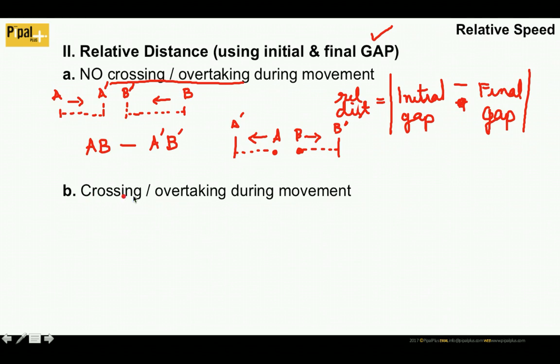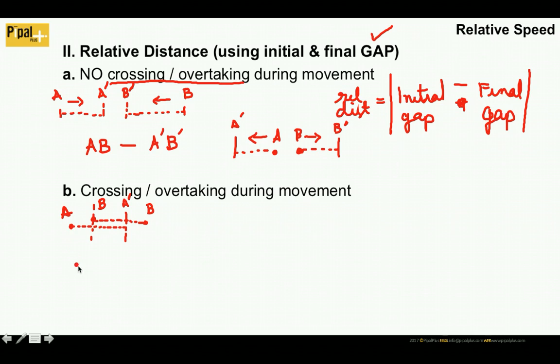Now let's say they have crossed. Let's talk about the other case when they have crossed during their movement. Let's take an example that A starts from here and B starts from here, and A moves in this direction and A reaches here. B starts from the other direction and B reaches here. Now you notice that during their movement, both A and B crossed somewhere here. In this case, the relative distance is going to be the sum of their gaps.